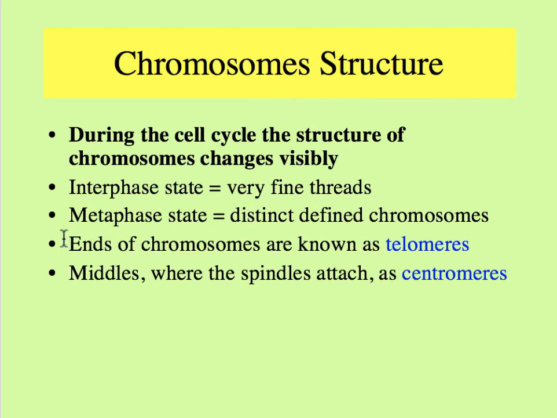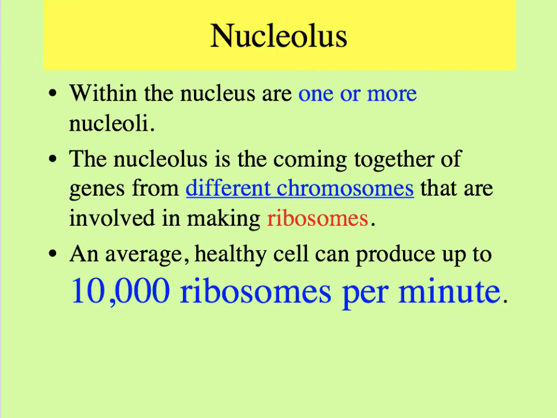The ends of linear chromosomes are known as telomeres. These are important structural regions which protect the chromosome from environmental degradation. The middles of the chromosomes have special regions which help the chromosomes navigate during cell division, and these regions are called centromeres.